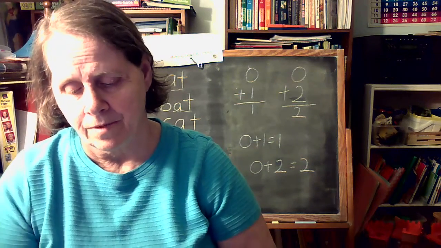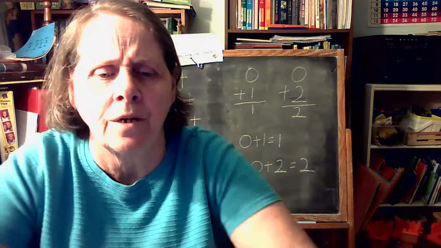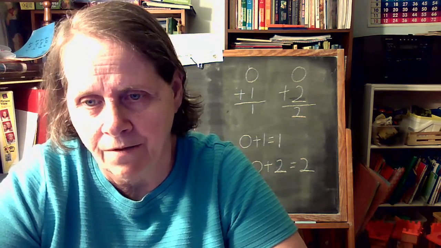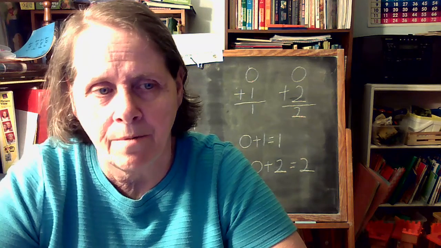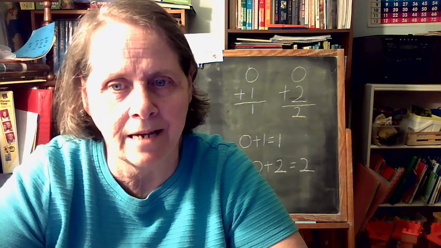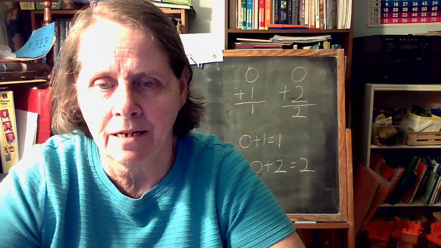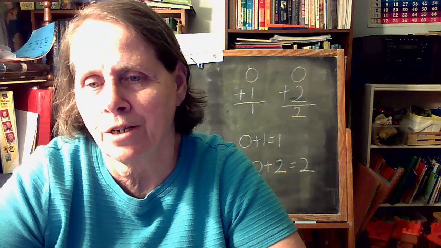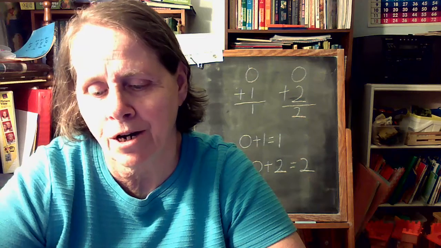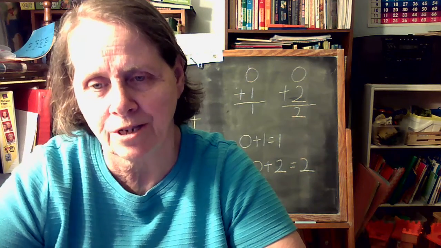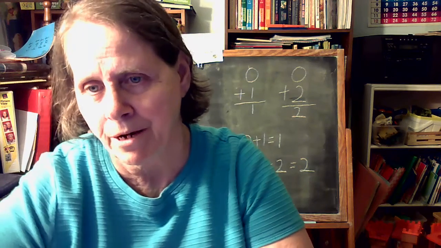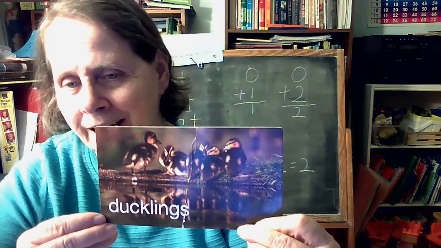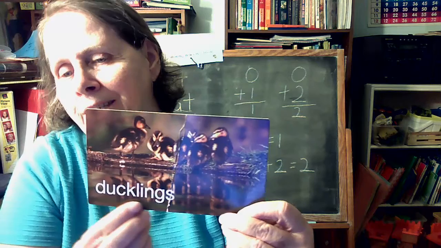Now, if you have a pond near you, you might see the next thing that I have, these little animals. They usually live on ponds and lakes and things like that. And sometimes you might find them under a bush or something in your yard where they've just hatched and their parents have made nests. These are little ducklings. And this is the word ducklings.